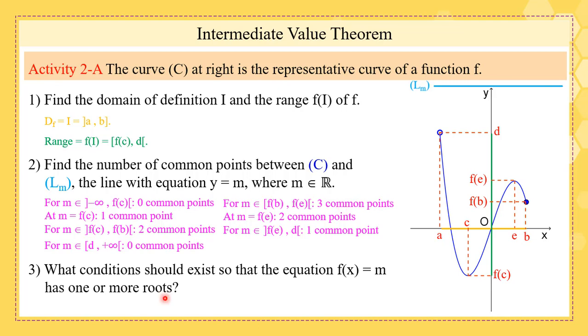What are the conditions that should exist so that this equation f of x equals m has one or more roots? Now we can see that f should be continuous and m, this point, should belong to f of I. You see, if m belongs to f of I, it means somewhere here on the green segment, you can see that f of x equals m has one or more roots. Otherwise, if m doesn't belong to the green part, which is here, I mean it's somewhere here or somewhere downward, we can see that the line Lm doesn't cut the curve, and this is very logical.